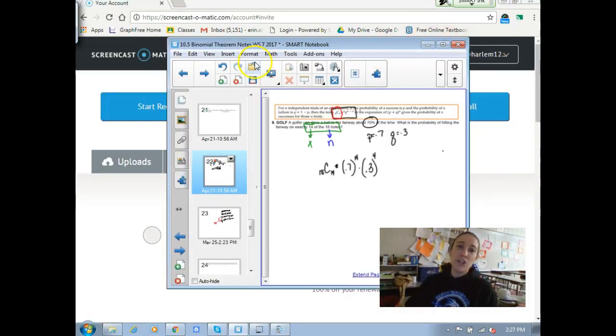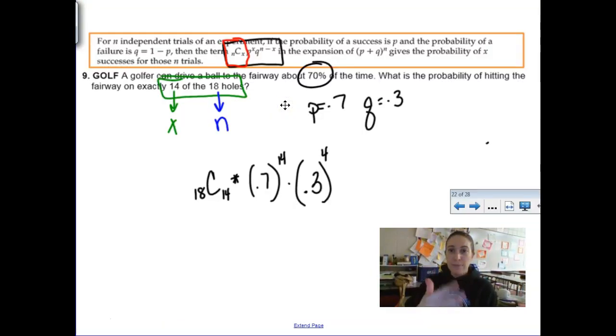Now, if we change the question and say at least 14 times, that changes things. So we'd have to find the probability of him hitting it 14 times, 15 times, 16 times, 17 times, and 18 times, and then add them all up. But that's not what they asked, thank goodness, because that takes a little more work, and people who know about stats know there's an easier way to do it than even that. What I'm going to show you is on your calculator.